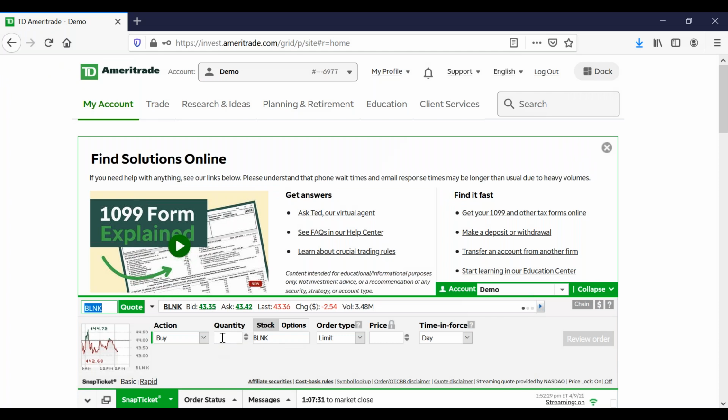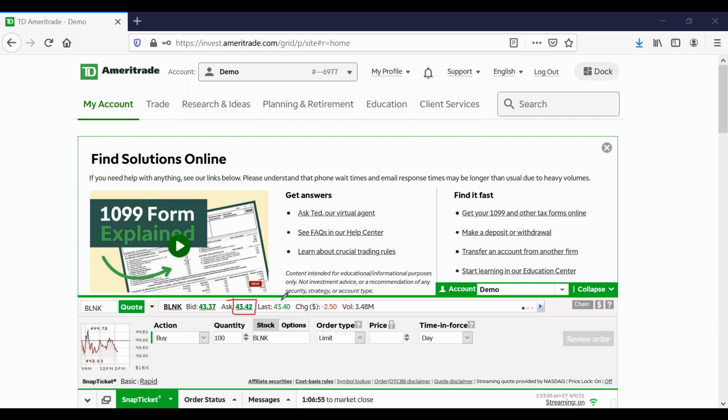So if I wanted to buy BLNK, you select buy. I want to buy the stock and I want to buy 100 shares. I could use a market order, which I don't recommend using. Typically, it'll default to a limit order because that's the safest one to place. So I'm going to use a limit order. And usually, you could put whatever limit price you want. The problem is if I put a price that's higher than this, it's not going to work because it's going to trigger it right away.